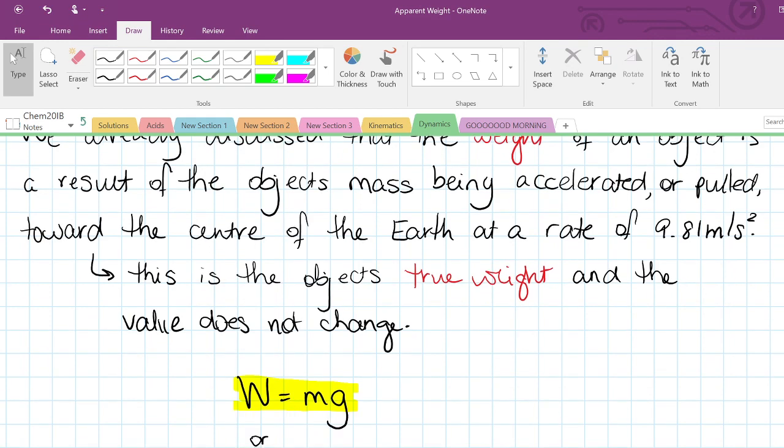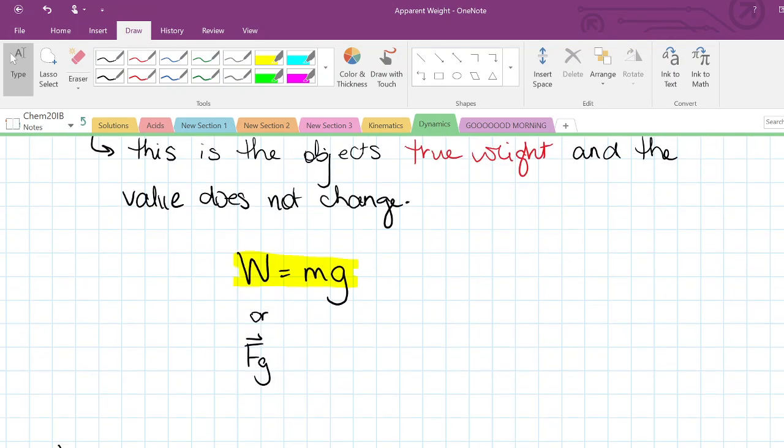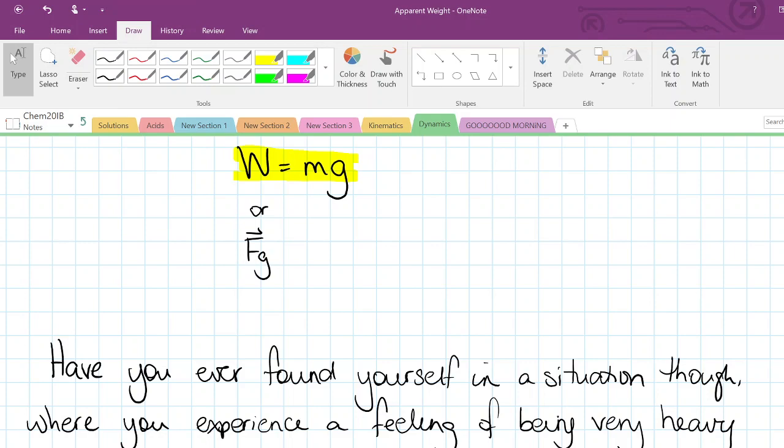Now, the thing to note about true weight is that the true weight of an object does not change, at least not quickly, right? We may gain weight or lose weight over time, but it takes some time to do that. So instantaneously, your true weight will not change. It's a constant. But every so often, you may have experienced a situation where you felt really, really light for an instant, or you felt really, really heavy for an instant.